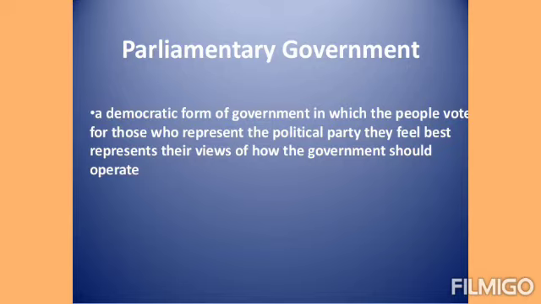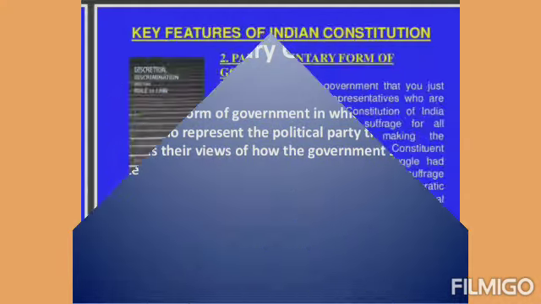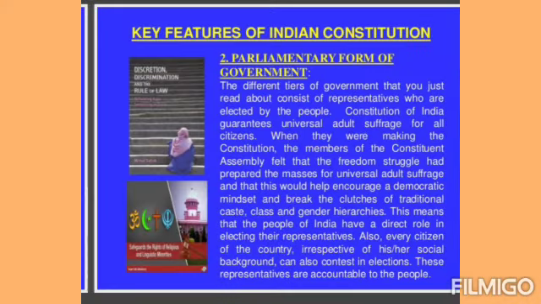Okay, so after this, let's have a look at the second key feature of Indian constitution. What is our second feature? That is parliamentary form of government. The different tiers of government that we have just read about consist of representatives who are elected by the people. The Constitution of India guarantees universal adult suffrage for all the citizens.